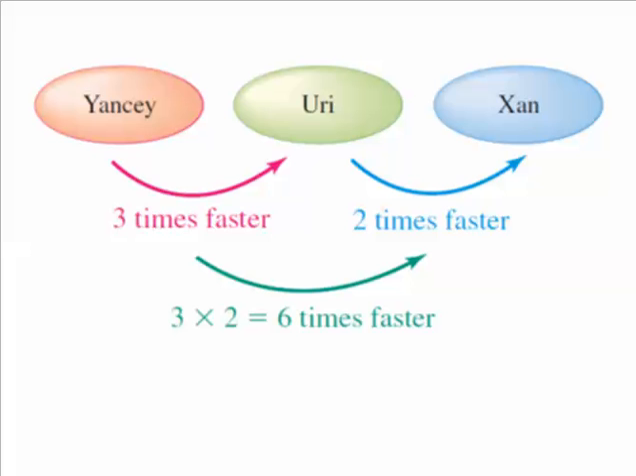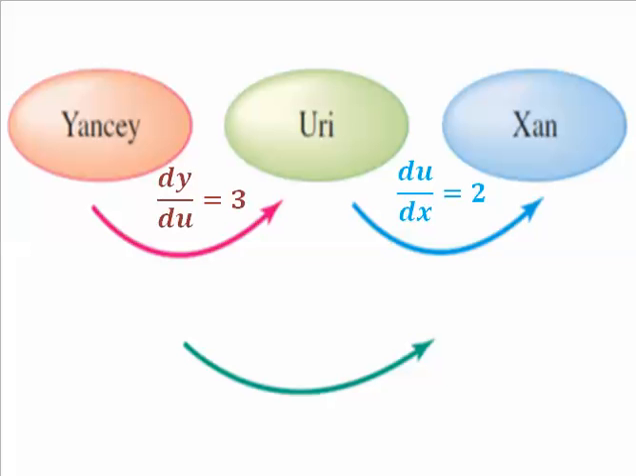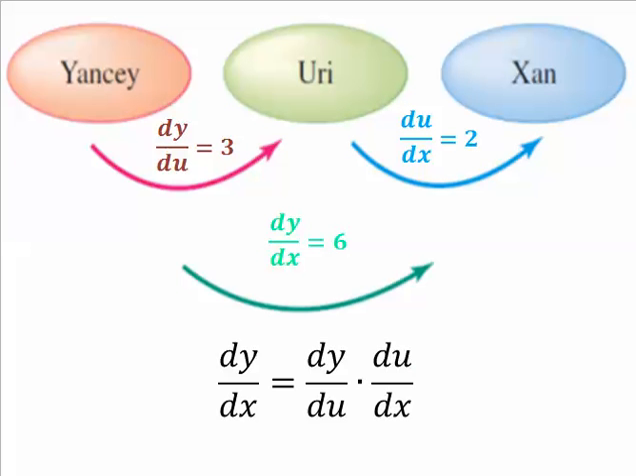Well, the idea is to use this kind of comparison. If y is 3 times faster than u, and u is 2 times faster than x, we say that y would have to be 6 times faster than x, 3 times 2. So the rate of change of y with respect to u, if that was 3, and the rate of change of u with respect to x, if that was 2, then we would conclude that the rate of change of y with respect to x would be 6, 3 times 2. And that's the idea behind the chain rule.